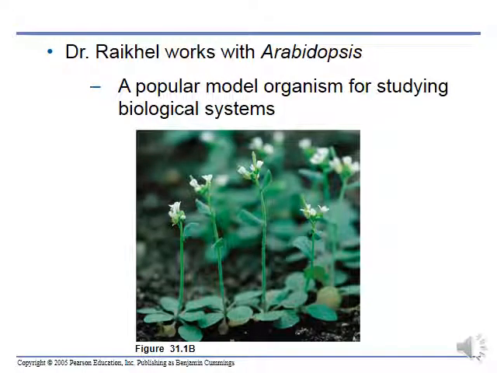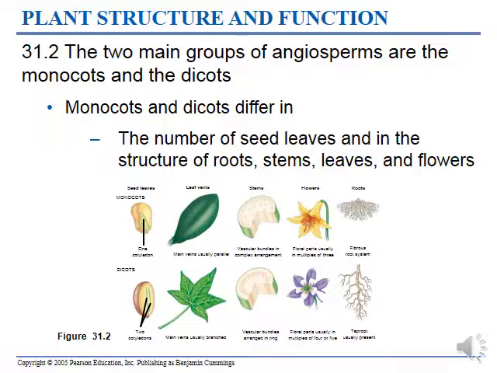And the Arabidopsis plant is a good plant to study because it has a very small genome. So it has very little DNA per cell, and I believe the genome has been entirely sequenced and all the proteins are known, which makes it a nice plant to use in the lab.